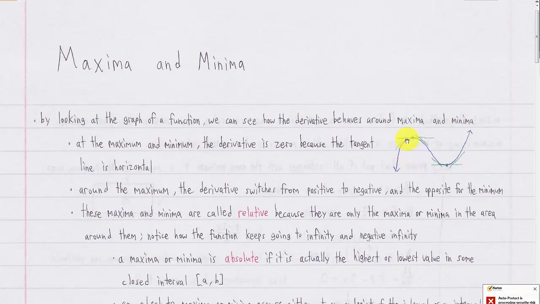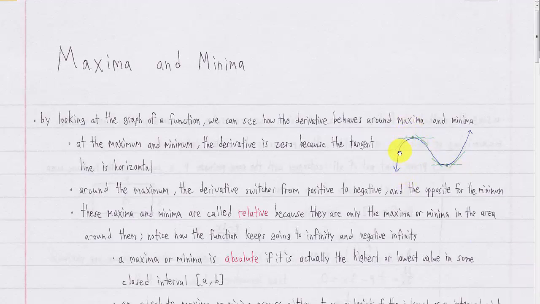So remember, of course, the derivative is the slope of the tangent line. At these maximum and minimum points, the tangent line is horizontal. So that means that at these points, the derivative is equal to 0. And so let's look at the maximum.